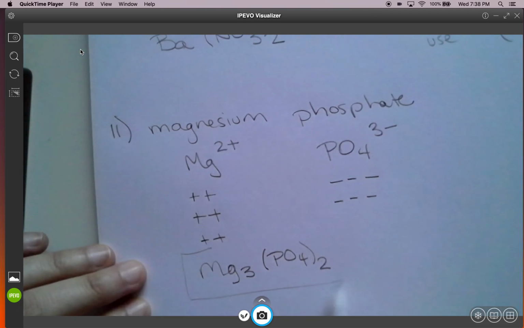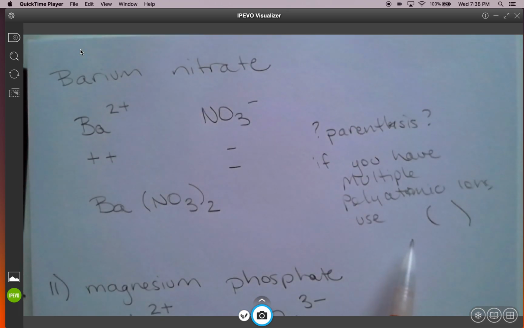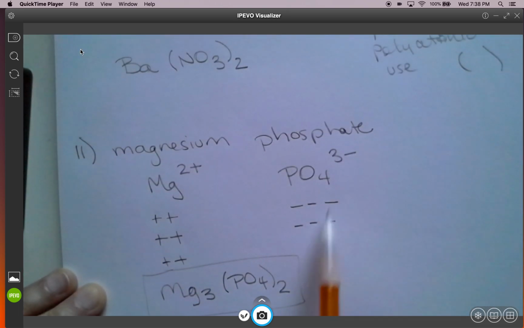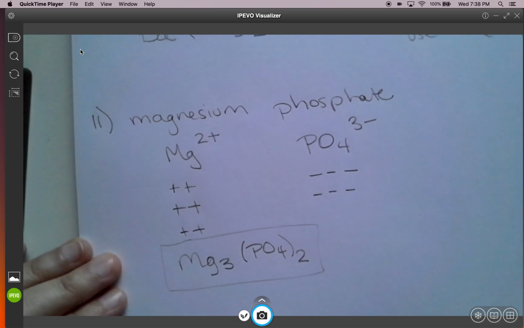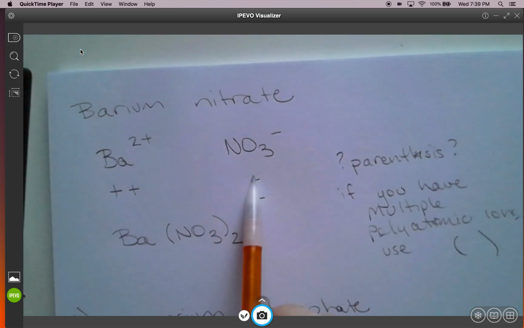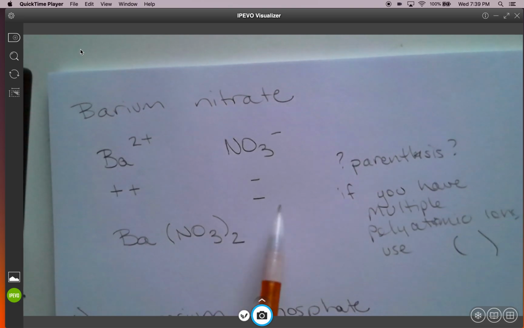There's your formula. I used parentheses because I had multiple polyatomics. Here I have 2 phosphates, so I put the phosphate in parentheses with a little subscript of 2. Same thing up here. Here we had 2 nitrates, so we'll put the nitrate in parentheses with a little subscript of 2 to show that there's 2 of them.